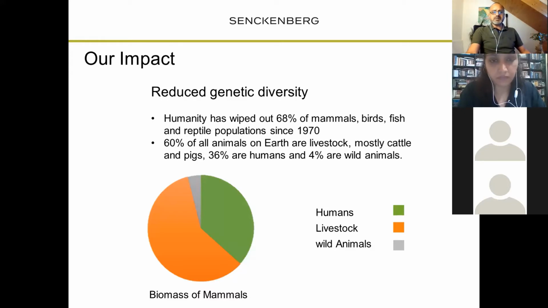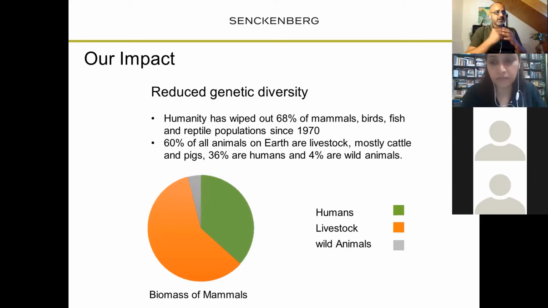Then comes the fact that 60% of all animals on the earth are livestock. So if we say we have a lot of mammals, what percentage of these mammals is livestock? 60% of those mammals are just livestock. These are domesticated animals that we are rearing.